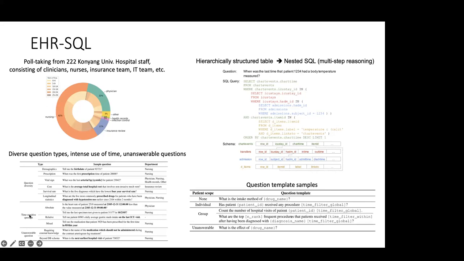A lot of nurses and a lot of doctors actually asked a lot of unanswerable questions, even when we asked them not to. We told them you can only ask questions that are answerable by the EHR, but they would ask about side effects for certain drugs, which is not in the EHR. So those were all thrown into unanswerable questions.